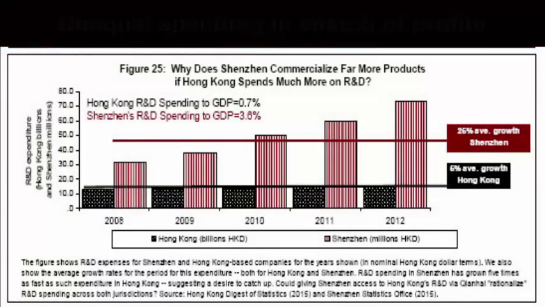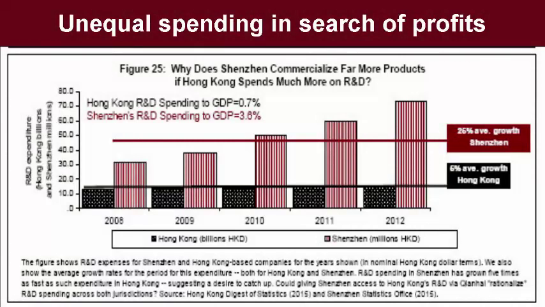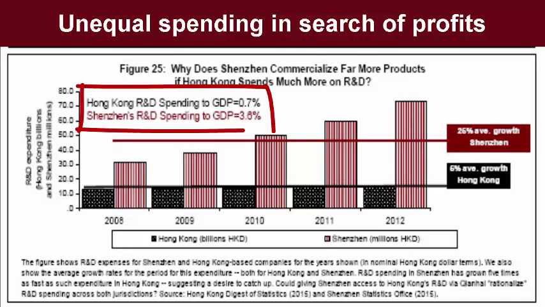We see that not only is such R&D spending more profitable, but such spending grows far more quickly in Shenzhen than in Hong Kong. Since 2008, Hong Kong's R&D expenditure has increased by roughly 6% on average, whereas Shenzhen's R&D spending has increased by roughly 25-26%. And expressed as a share of gross metropolitan product, we see that Shenzhen's R&D spending weighs in at roughly 3 times that of Hong Kong.